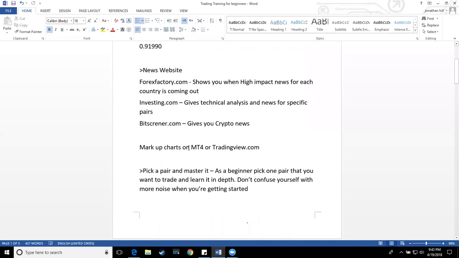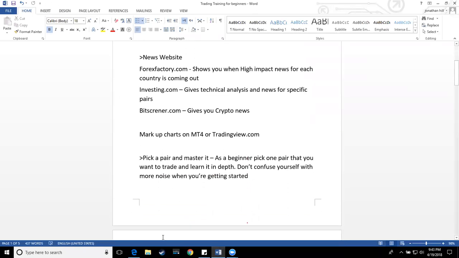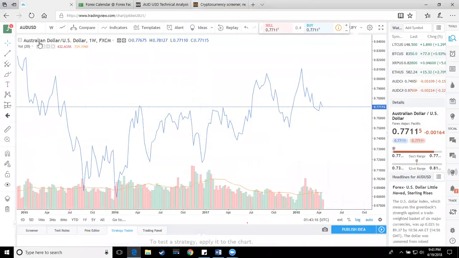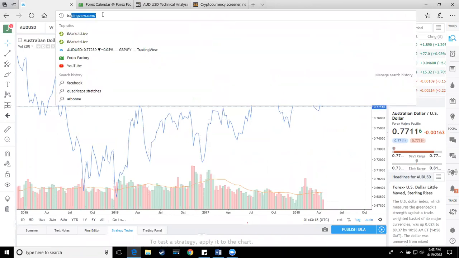I mark my charts up on MetaTrader 4 and TradingView. TradingView is mainly what I mark up my charts on. So TradingView is going to look like this. Let me just come to here so you can see how to navigate it.